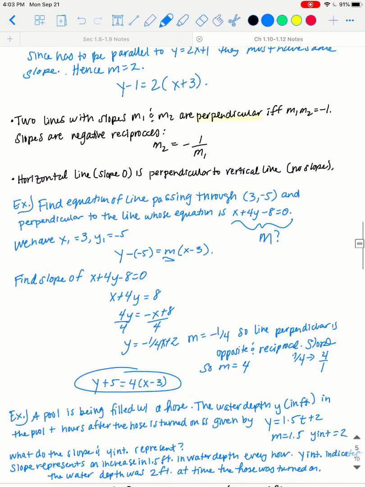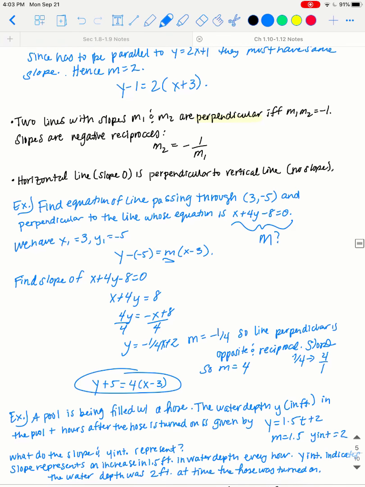Okay. And then here's a word problem that we're going to use our equations for. So for example, a pool is being filled with a hose. The water depth, y, in feet in the pool, t hours after the hose is turned on, is given by y equals 1.5t plus 2. So what do the slope and y-intercept represent? So we know our slope is m equals 1.5 and our y-intercept is 2.